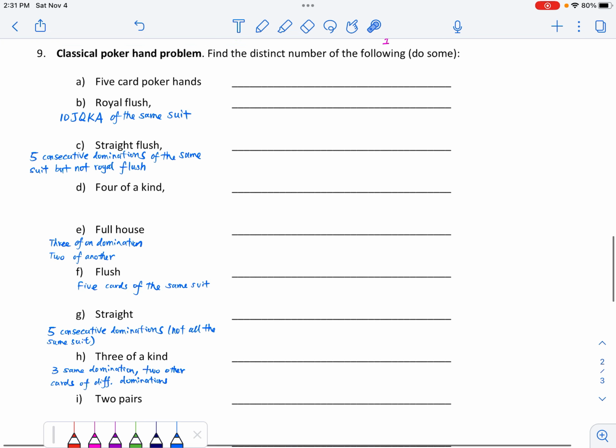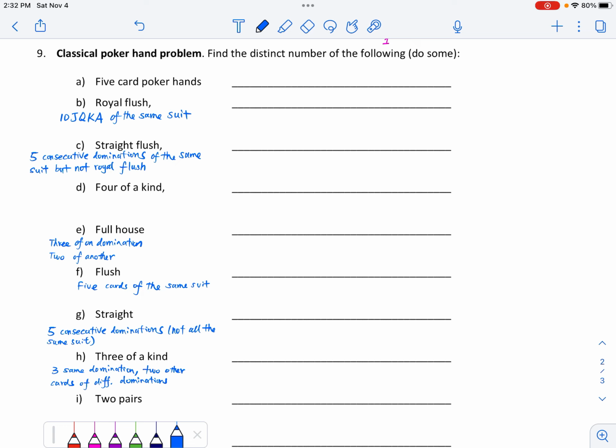So we have 52 cards in a deck of poker cards without jokers. Each suit contains 13 cards: ace, 2 to 10, jack, queen, king, right? So now let's look at the first problem. Let's find the distinct number of each of the following. Say the first one is 5 card poker hands.